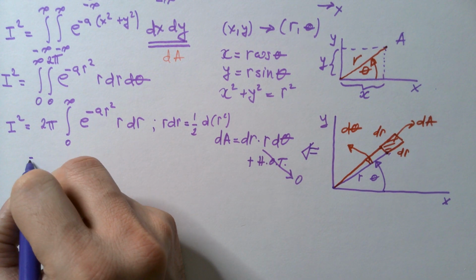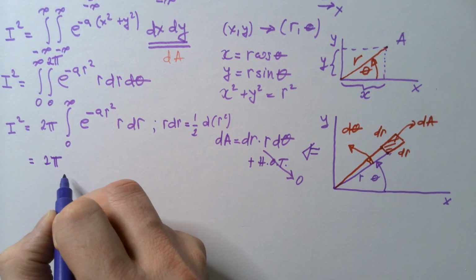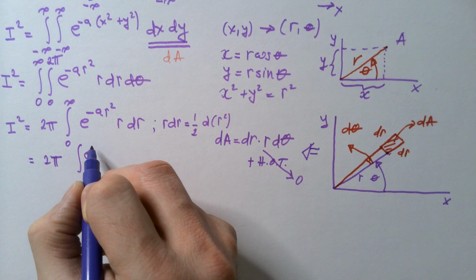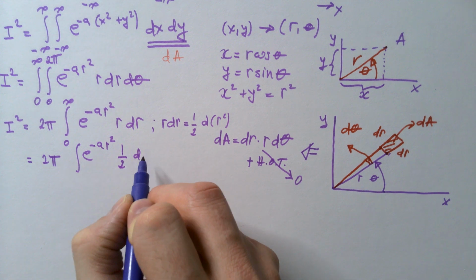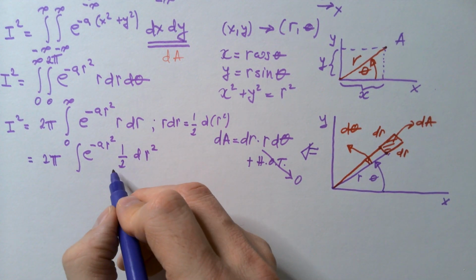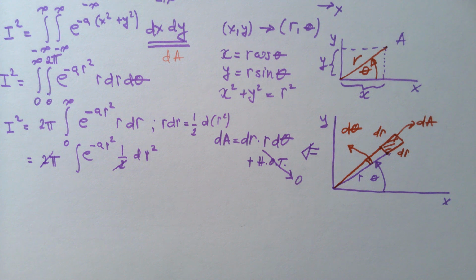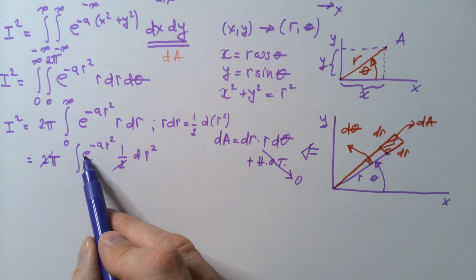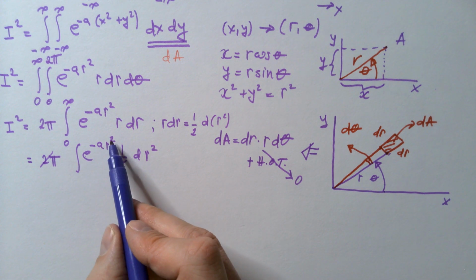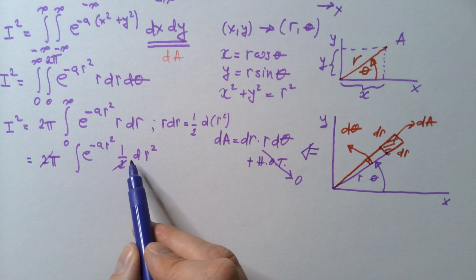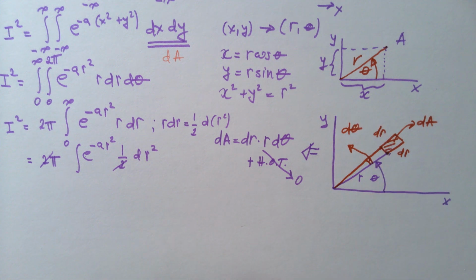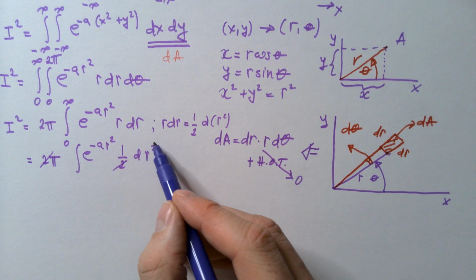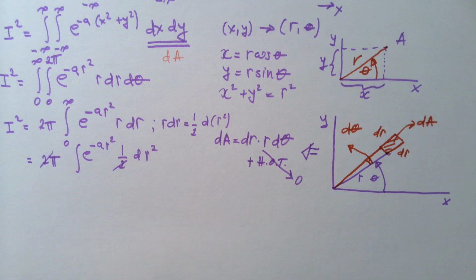And with this in mind, we get that this is equal to 2 pi times the integral of e to negative a r squared, where r dr is 1 over 2 d r squared. Now this 2 and this 2 cancel, that is very convenient. But the beauty is that this is now a table integral, because I have e to negative r squared, neglecting this a, d r squared. So that would be like e to negative x dx, because here it is r squared and our differentiation is d r squared.